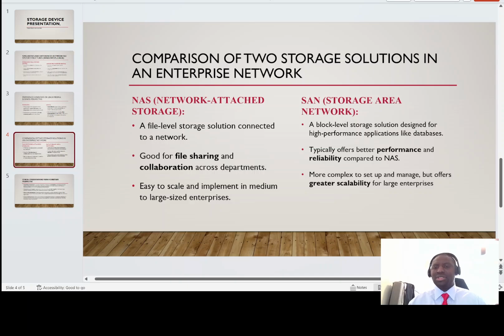SAN, storage area network, is a block-level storage solution designed for high performance applications like databases. It typically offers better performance and reliability compared to NAS. It is more complex to set up and manage, but offers greater scalability for large enterprises.